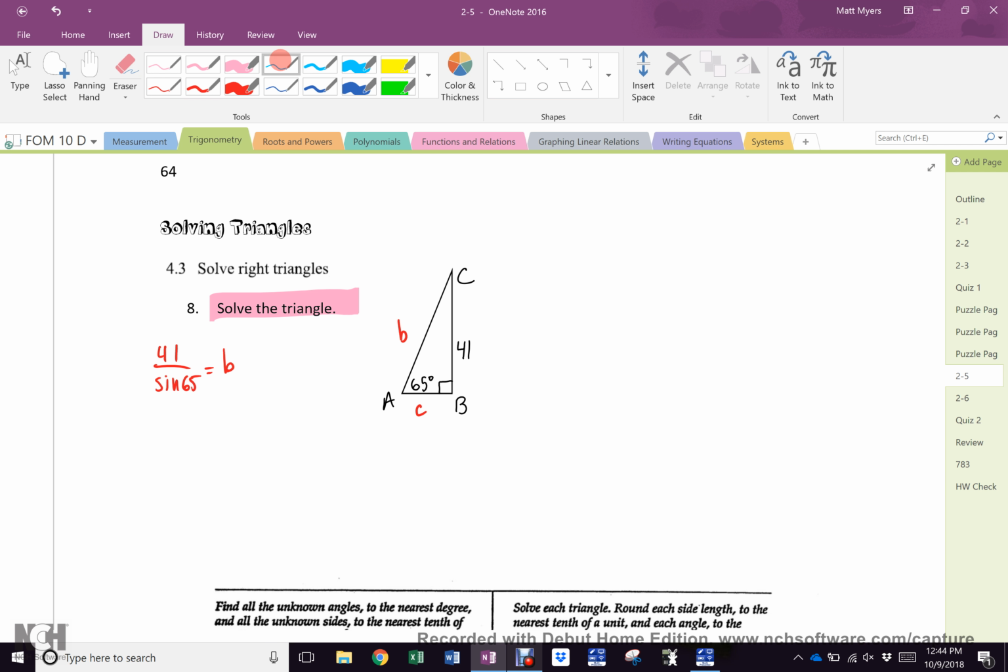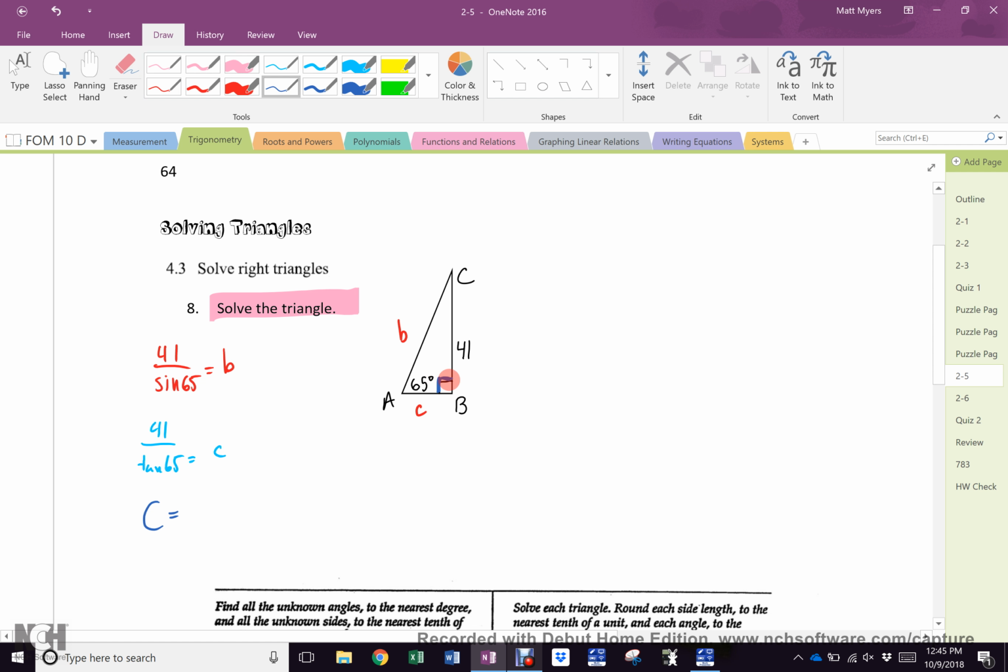Is there anybody that was working on little c? What did you do, Joseph? I went 65 plus 90. No, that's big C. Oh, that's big C. Oops, no, I was working on... Was anybody working on little c? Excellent. I'm going to do little c. Little c is opposite 41 over adjacent. So it is 41 divided by tan 65. And that will get me little c, won't it? Yes. Right? Okay.